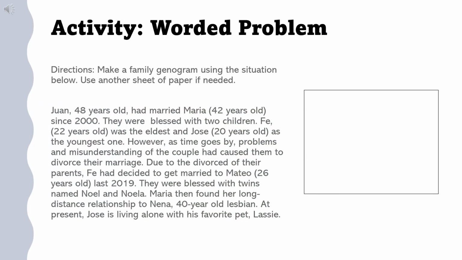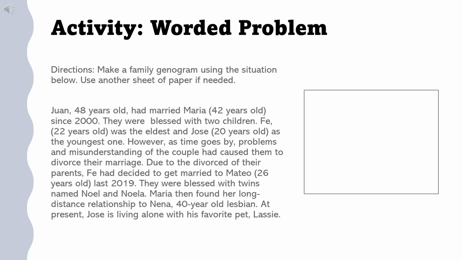Learning the skill, understanding genogram. Activity 1, Worded problem. Directions: make a family genogram using the situation below. Use another sheet of paper if needed. Juan, 48 years old, married Maria, 42 years old, in 2000. They were blessed with 2 children. Faye, 22 years old, was the eldest, and Jose, 20 years old, was the youngest.